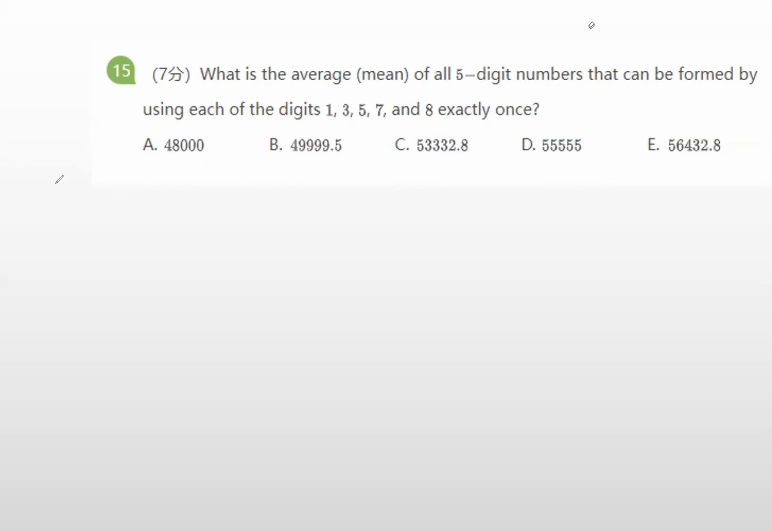So we know all the five digit numbers, we can have 1, 3, 5, 7, 8, we can have 1, 3, 5, 8, 7, and etc. There are so many of them. All right, so if you think about it, what can we start with? We can start with thinking, how many ways are there to fix a number in a slot?